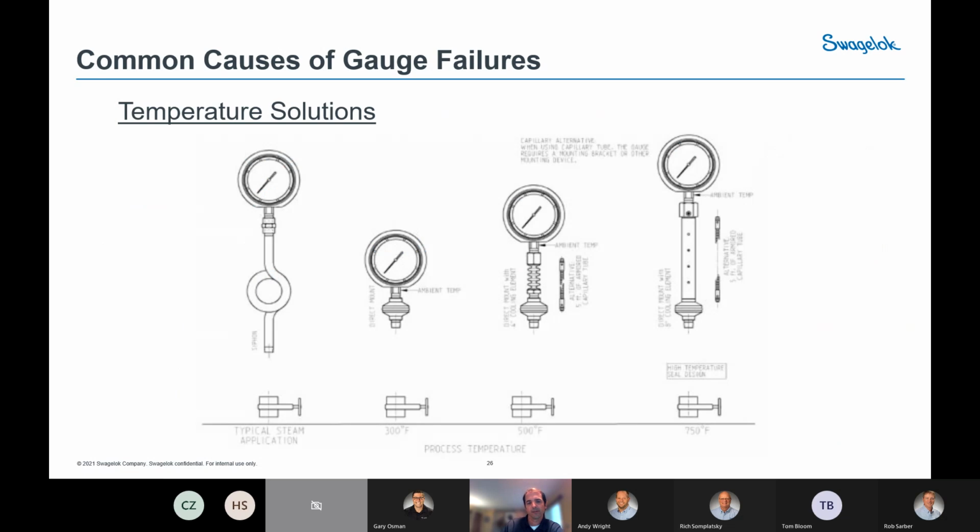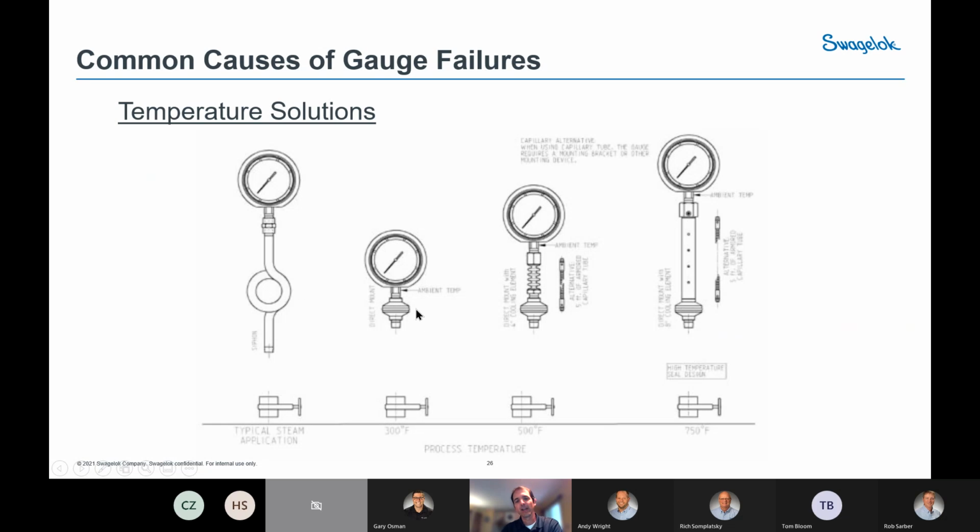So the picture on the left here, this is a typical steam siphon that you would use in a steam system. And what that does is basically, as the steam heads up towards the gauge and it condenses, turns to a liquid, this circular piece here will fill with that liquid, and the liquid acts as a barrier so that the hotter steam cannot actually reach the internal components of the gauge.